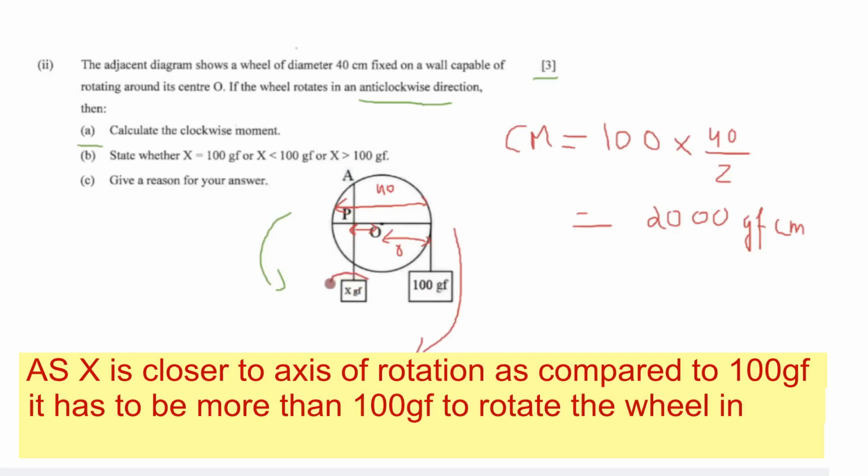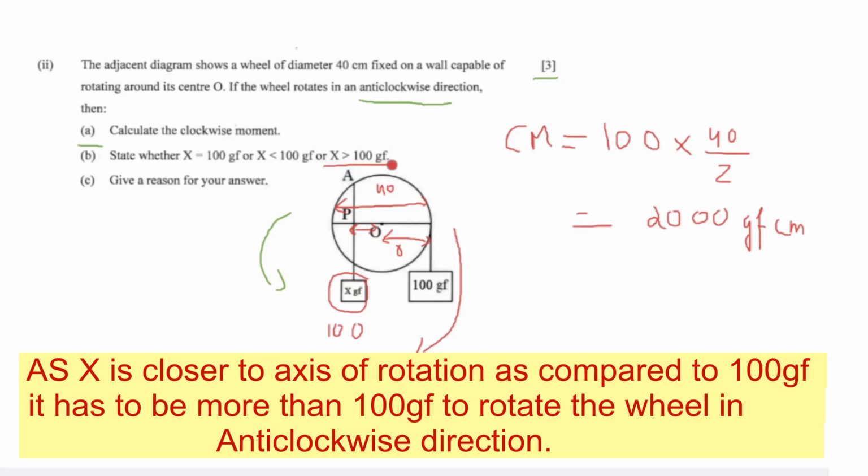So definitely, even if it is 100, it will provide less moment as compared to this 100 force. So in this case, it will never be able to rotate this wheel in anti-clockwise direction. But in the question, they are saying the wheel is rotating in anti-clockwise direction. So for this moment to be maximum, or we can say more than this clockwise moment, this force has to be more than 100. Only then it will provide an anticlockwise moment more than this 100 force. So the answer is X should be greater than 100 gram force.